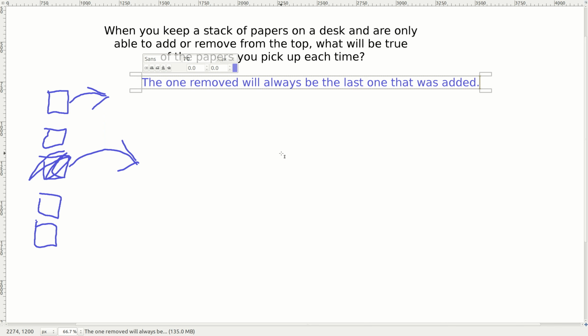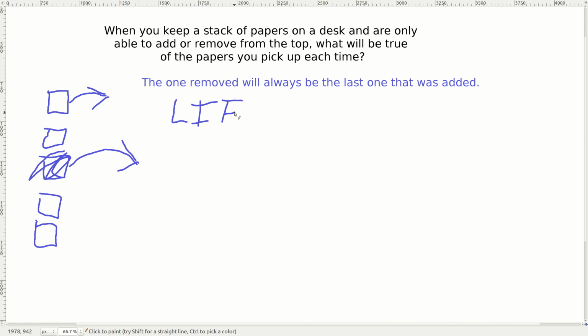So this gives us a behavior about a stack of things. If we can start to think about the structure of when things are stacked on top of each other, then the behavior of that structure is last in, first out, also sometimes abbreviated as LIFO. Last in, first out. Whatever was last put into the stack will be the first thing I get out when I ask for something.